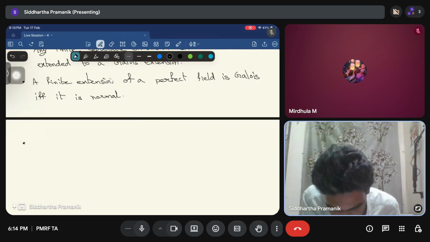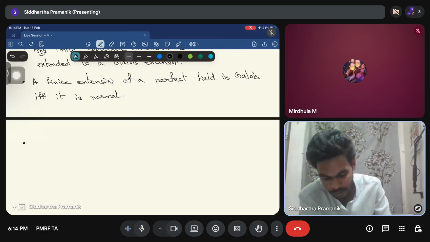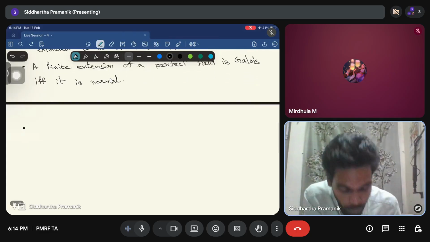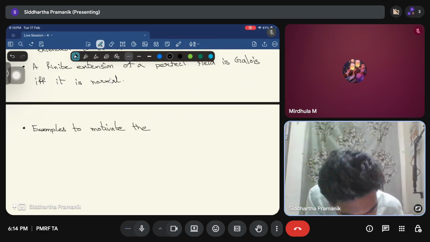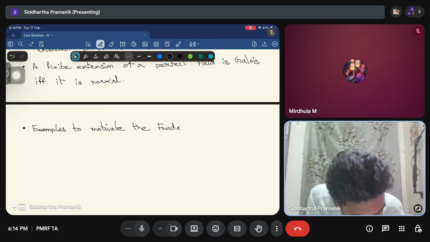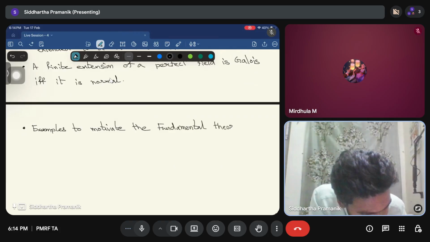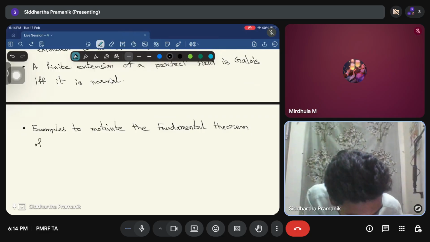And after that, we have seen several examples to motivate the fundamental theorem, or the main theorem, of Galois theory.